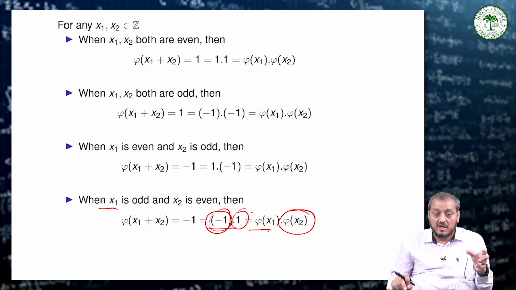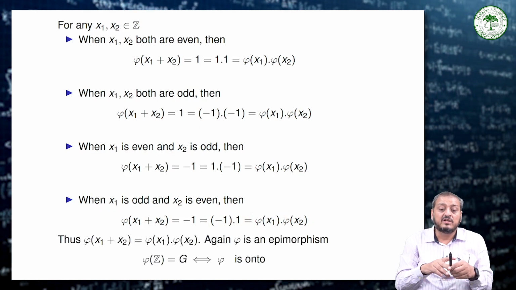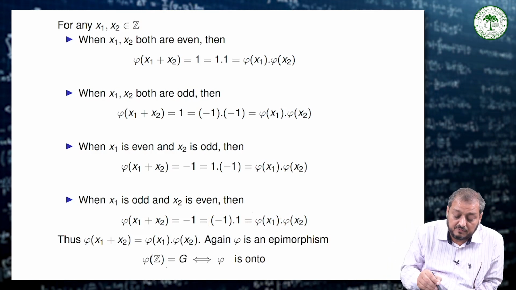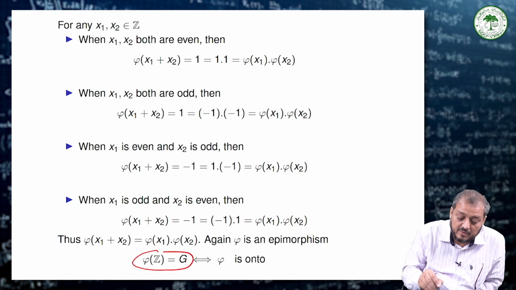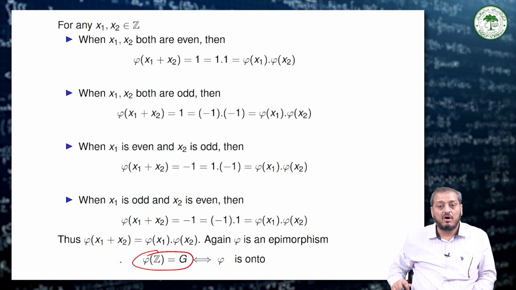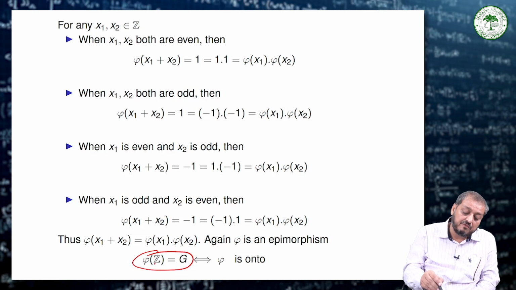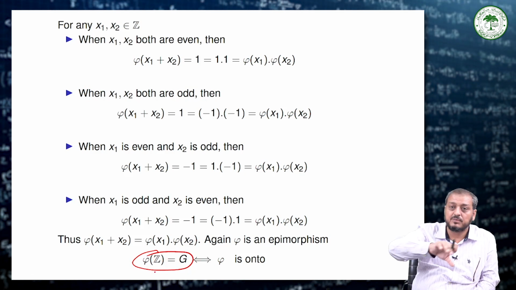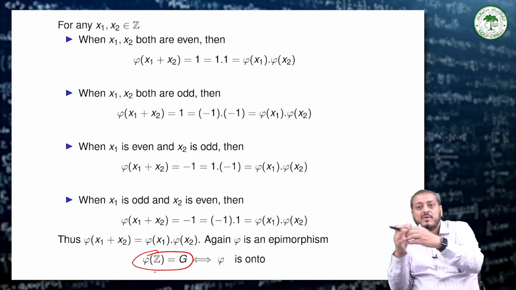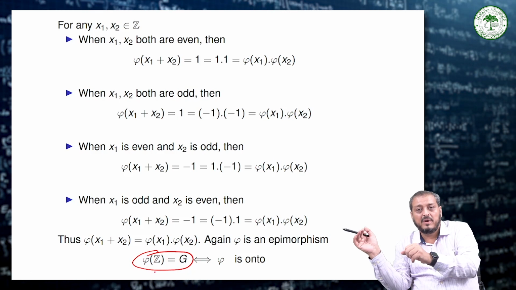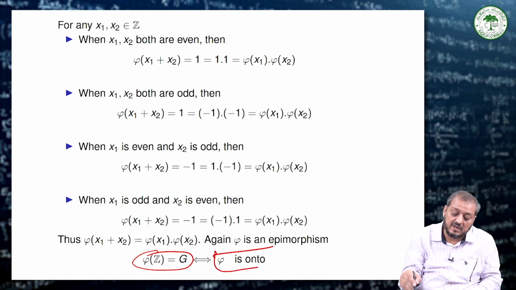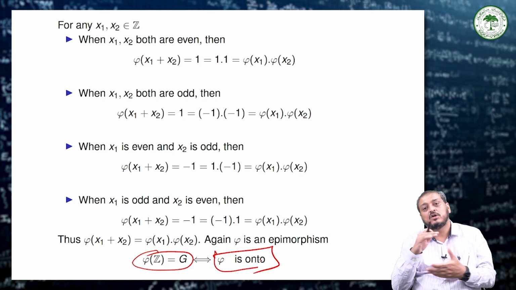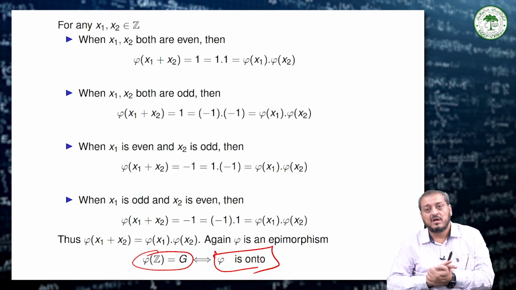is the same as phi of x1 plus phi of x2. But again, phi is an epimorphism, because phi of Z is equal to the whole of G. All the maps are mapping to even and odd, either mapping to 1 or mapping to -1. So clearly you can say that phi is onto. So we have to show that this is a homomorphism and also onto.